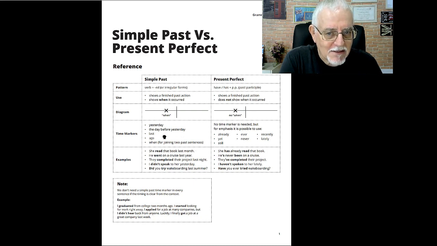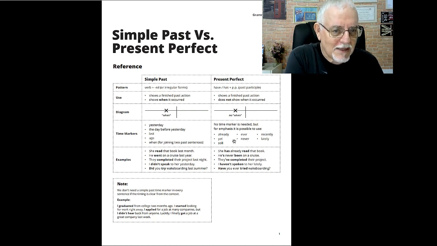You may say, well, hang on, what's this part here if we don't know the time in the present perfect? Well, we don't use a time marker, but for emphasis, it is possible to use already, yet, still, ever, never, recently, and lately. Okay? Thing to remember with yet is that it is normally at the end of the sentence.